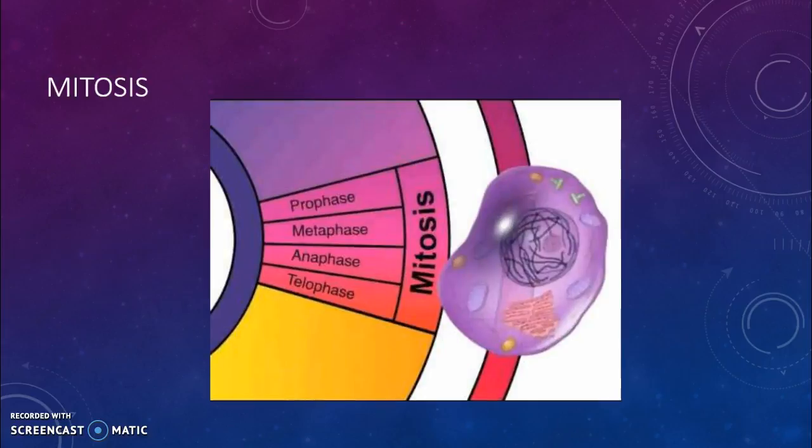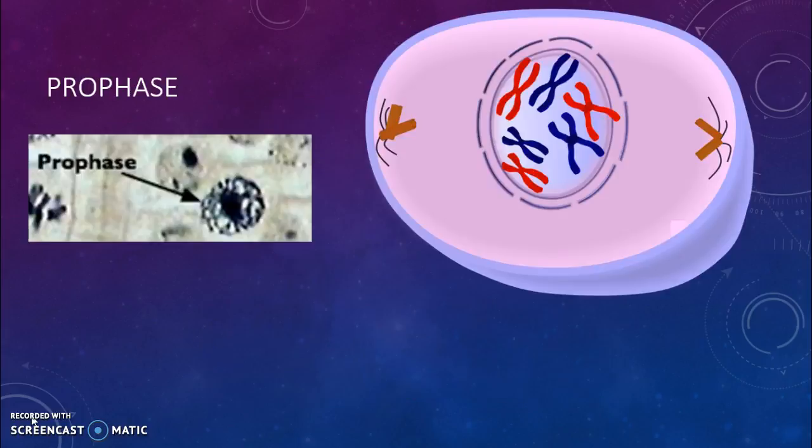Mitosis consists of four phases: prophase, metaphase, anaphase, and telophase. Prophase is the first phase in mitosis. This is where the DNA is condensed into chromosomes and spindle fibers begin forming. As you can see, the spindle fibers are forming and condensed in the onion cell.